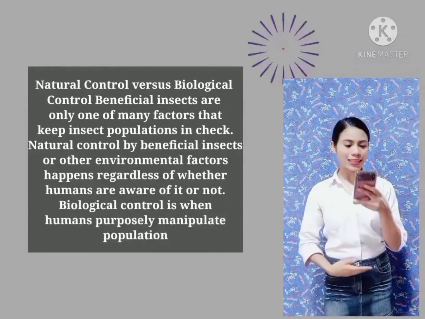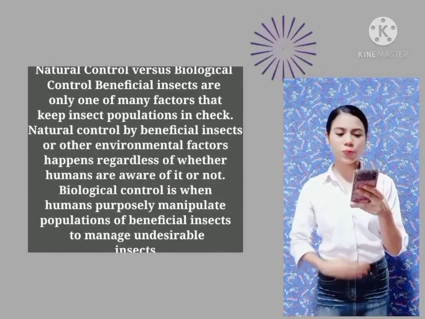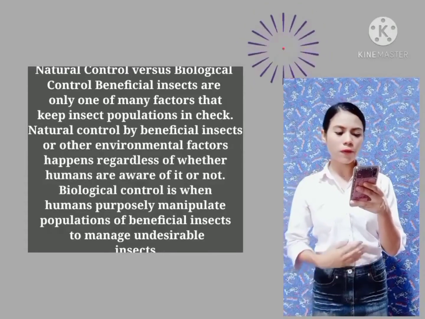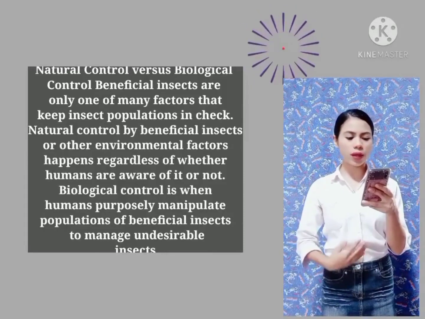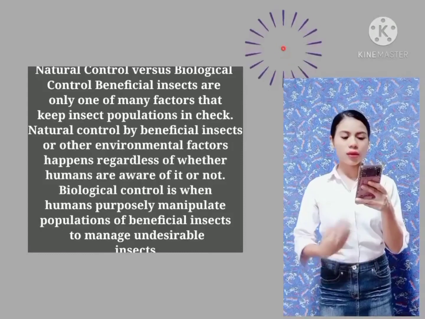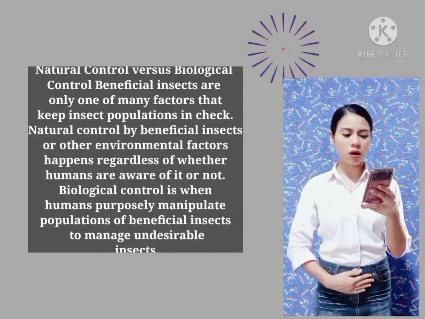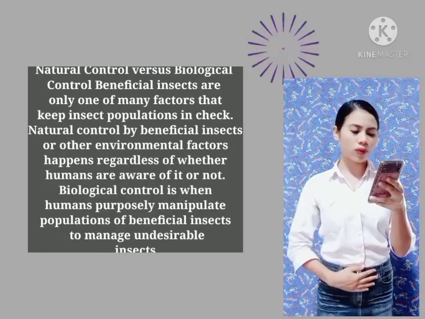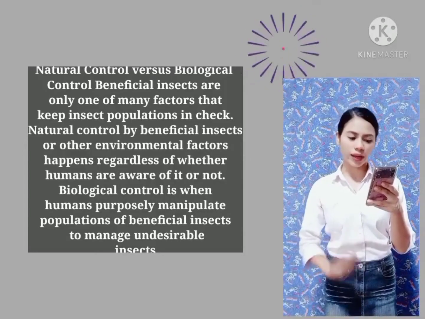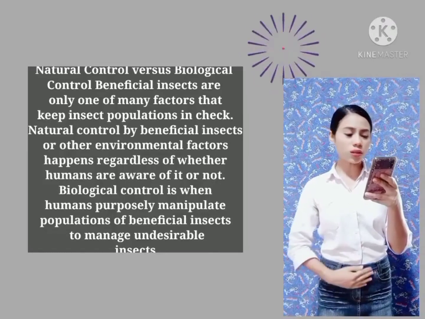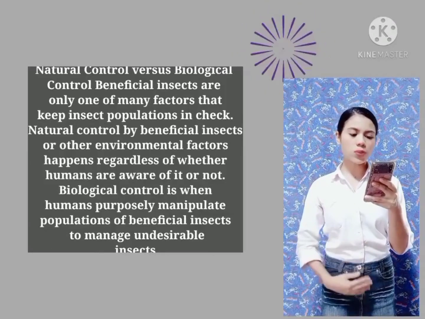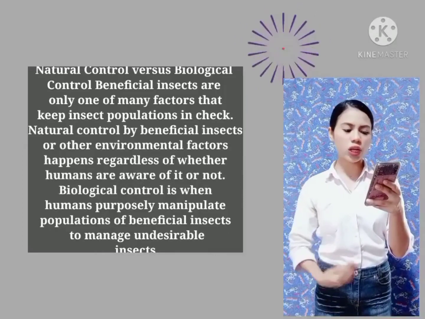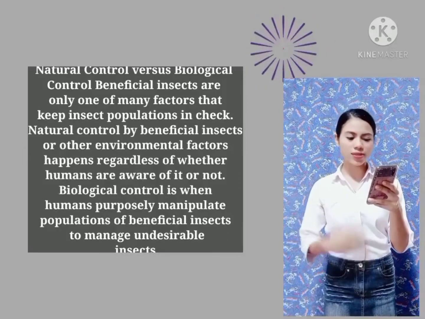So let's proceed. Natural control versus biological control. Beneficial insects are only one of many factors that keep insect populations in check. Natural control by beneficial insects or other environmental factors happens regardless of whether humans are aware of it or not. Biological control is when humans purposely manipulate populations of beneficial insects to manage undesirable insects.